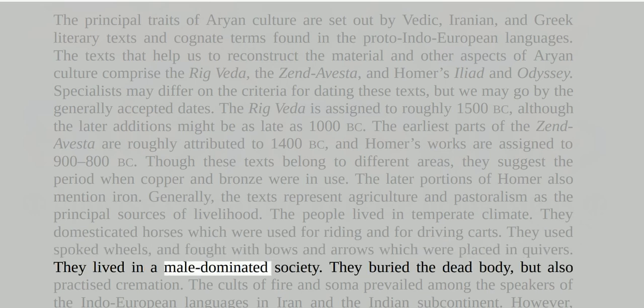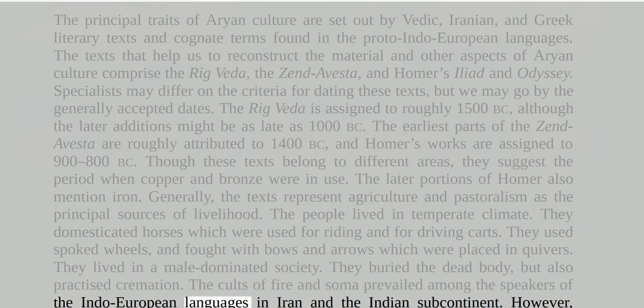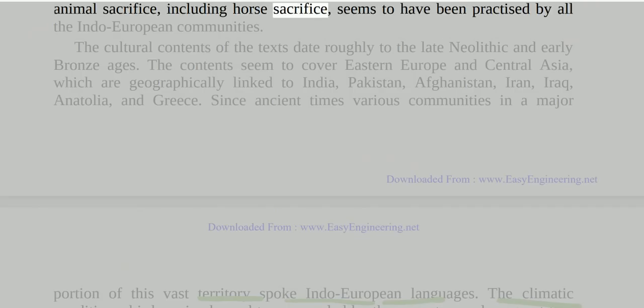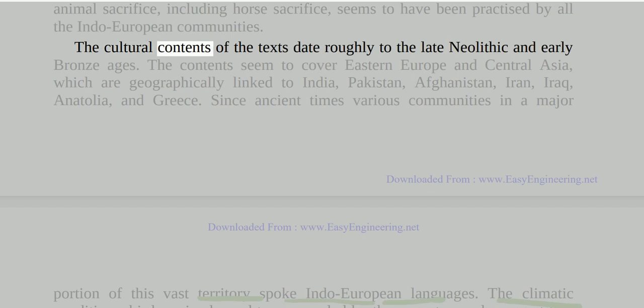They lived in a male-dominated society. They buried the dead body, but also practiced cremation. The cults of fire and Soma prevailed among the speakers of the Indo-European languages in Iran and the Indian subcontinent. However, animal sacrifice, including horse sacrifice, seems to have been practiced by all the Indo-European communities. The cultural contents of the texts date roughly to the late Neolithic and early Bronze Ages.